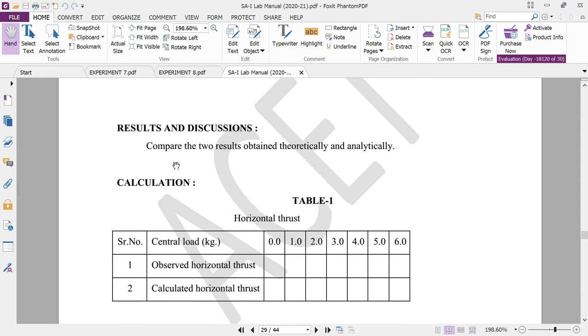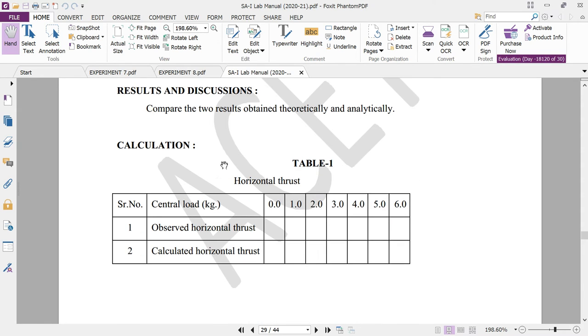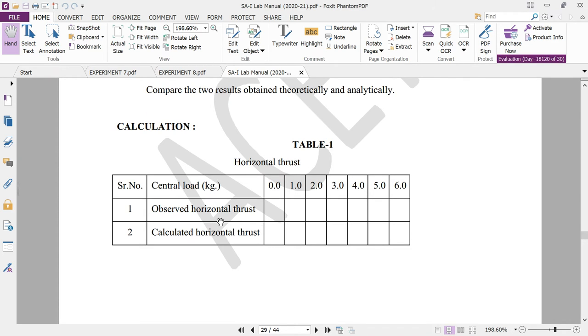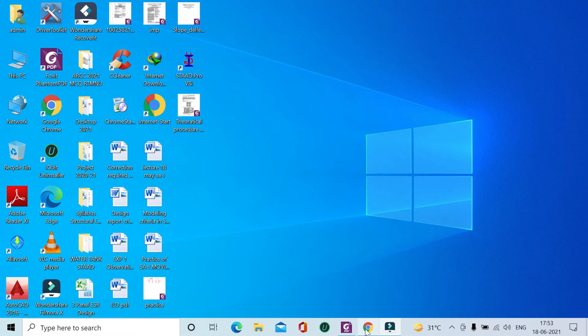These are the results and conclusion, and these are the values by which the horizontal thrust can be calculated using the experiment. Now let us see the experimental procedure by using YouTube videos.